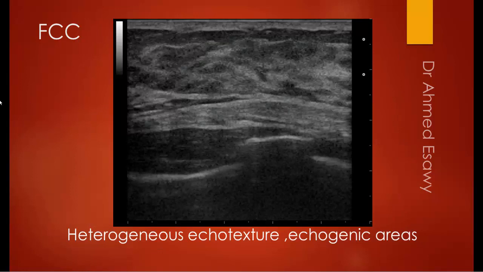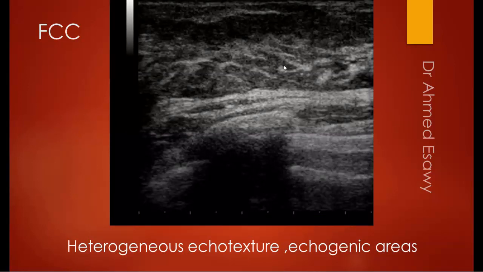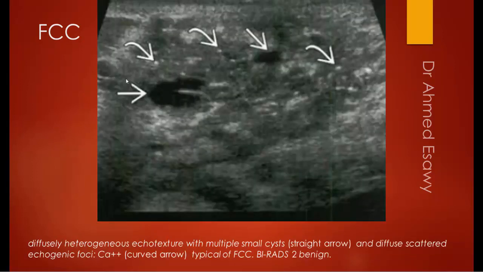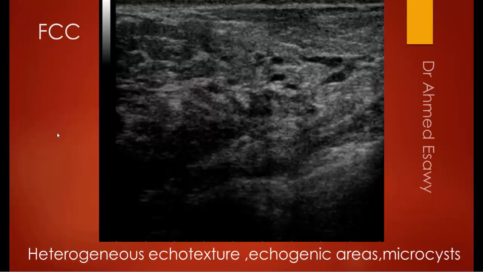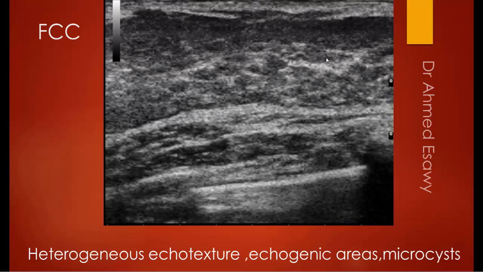Heterogeneous echotexture and echogenic areas in fibrocystic change. Diffusely heterogeneous echotexture, multiple small cysts, diffuse scattered echogenic foci due to calcification. Typical fibrocystic change, BI-RADS 2, benign. Heterogeneous echotexture, echogenic areas due to fibrosis and multiple microcysts. This is a typical presentation of fibrocystic change.